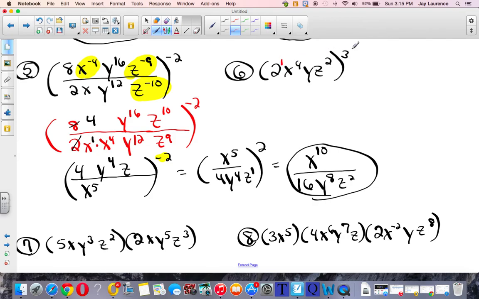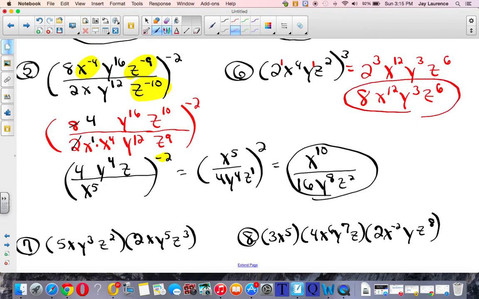I'm going to use that trick of a power raised to a power. So 2 to the 1st raised to the 3rd is 2 to the 3rd. And then x to the 4th raised to the power of 3 would be x to the 12th. Y to the 1st to the 3rd power would be like that. And then z to the 2nd raised to the 3rd power would be z to the 6th. And of course, I should do 2 to the 3rd, which would be 8. And so my most simplified answer is this one right here.